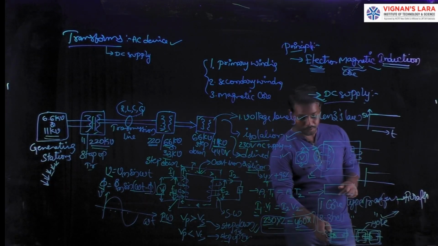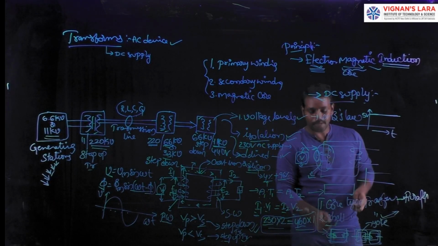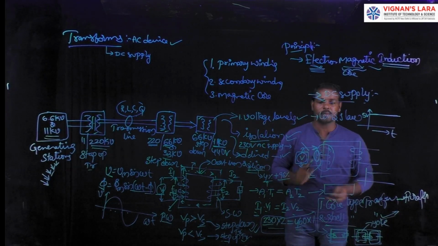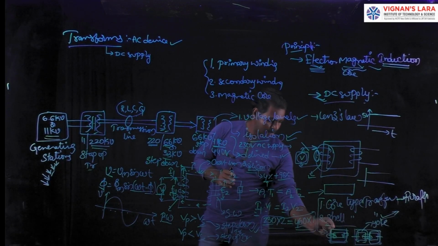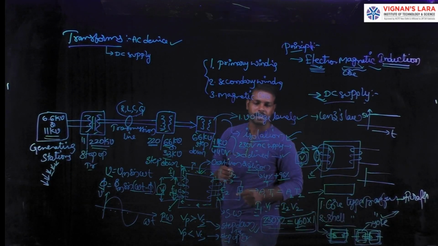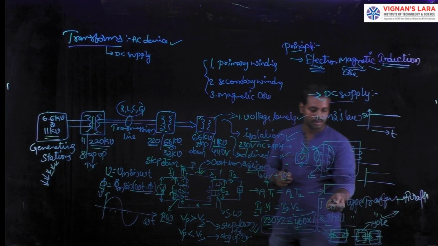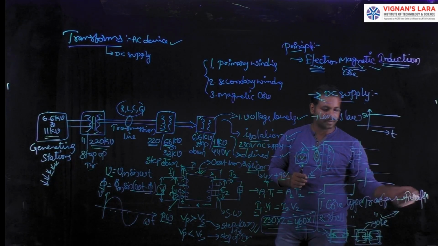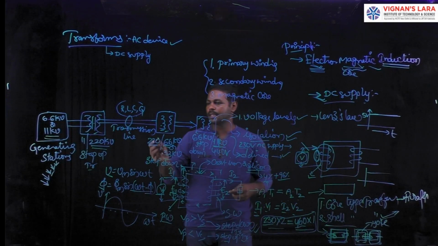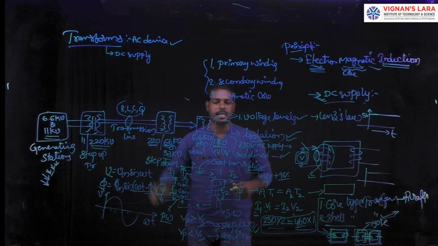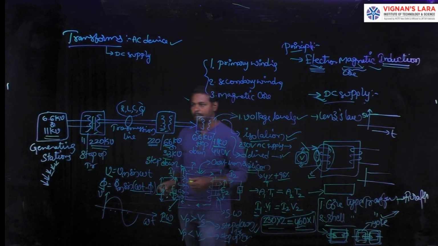But in the case of a core type transformer, each and every limb carries one amount of flux. That means only one magnitude of flux passes through the primary as well as secondary. That's why it is applicable for a small range of voltage levels. So these are the introduction part of transformers.